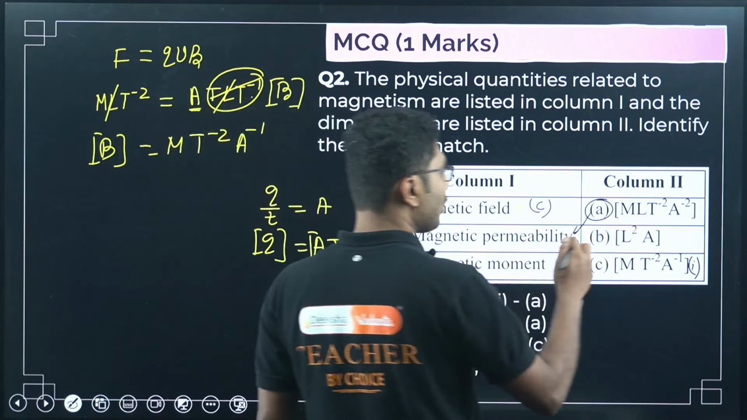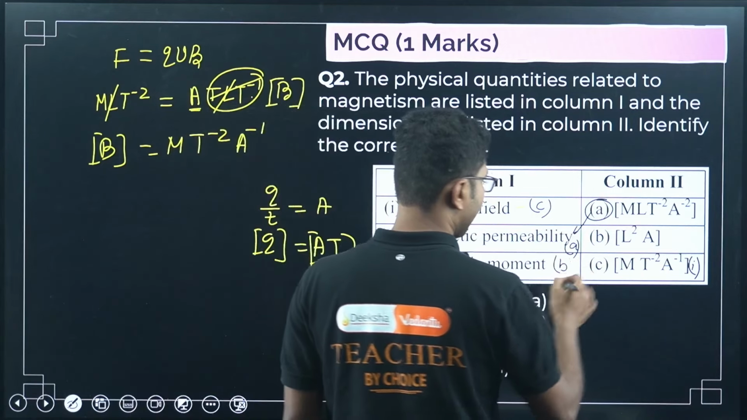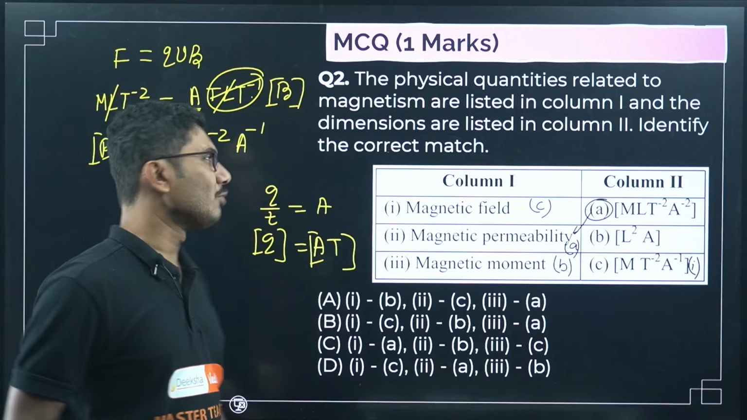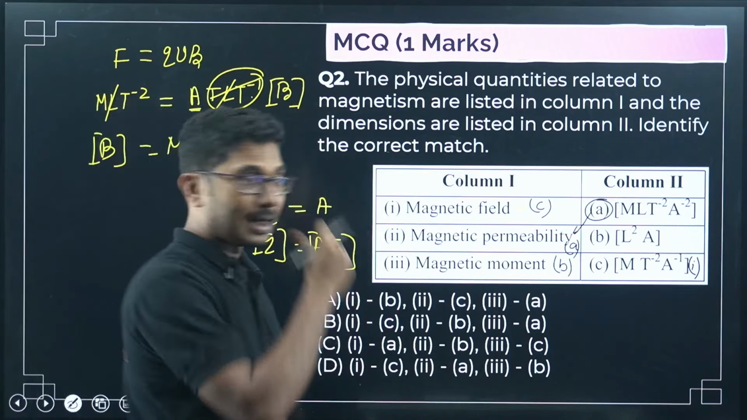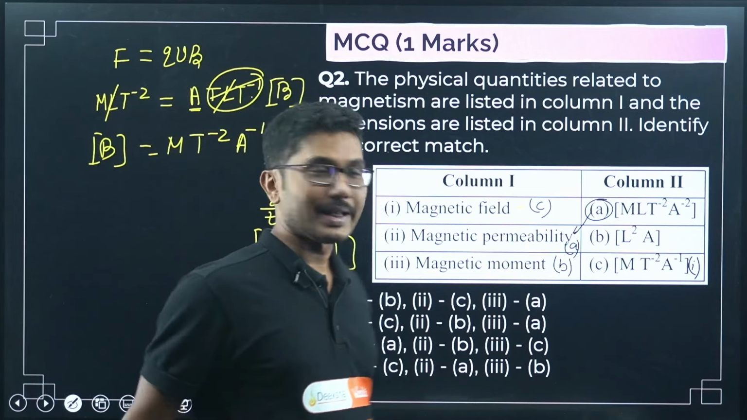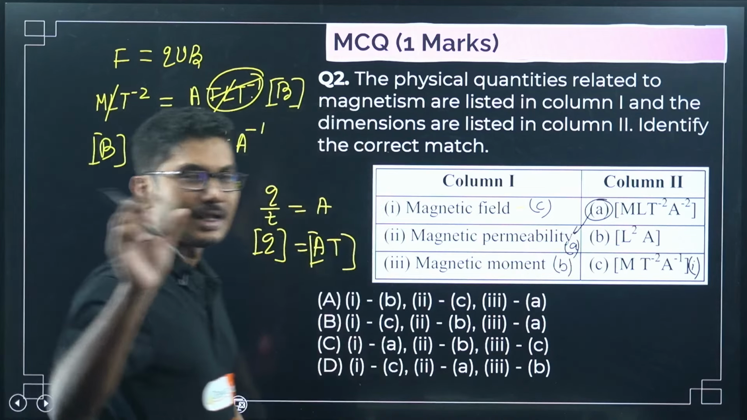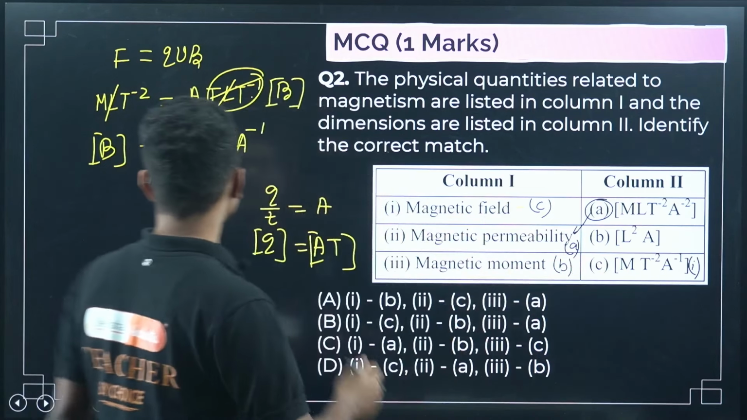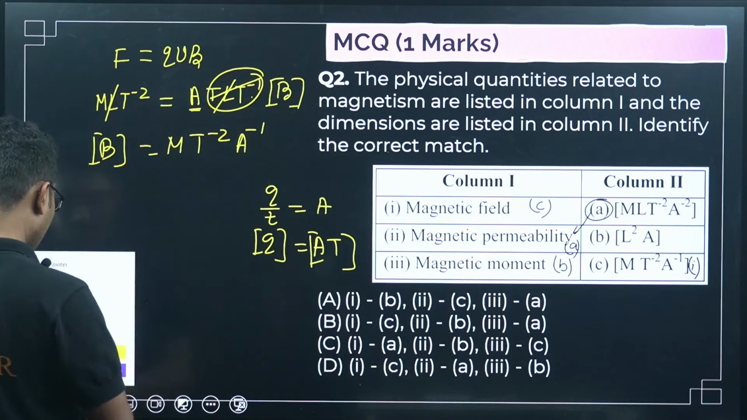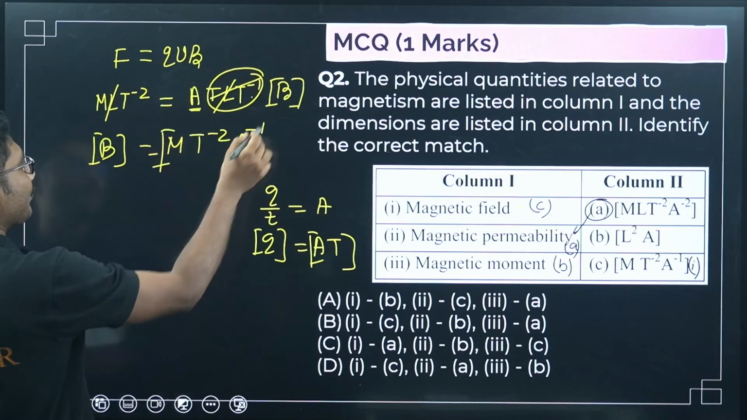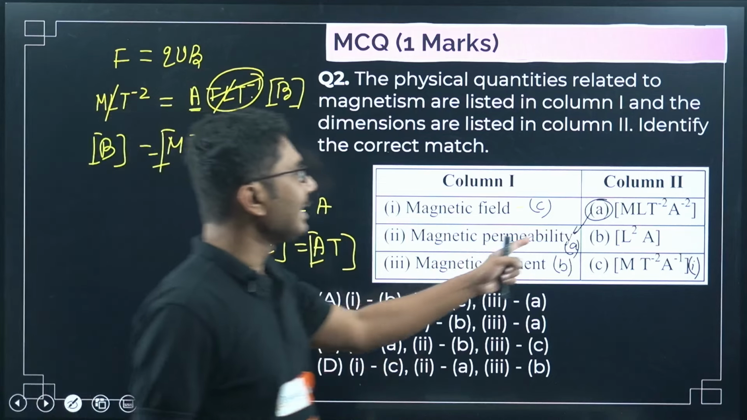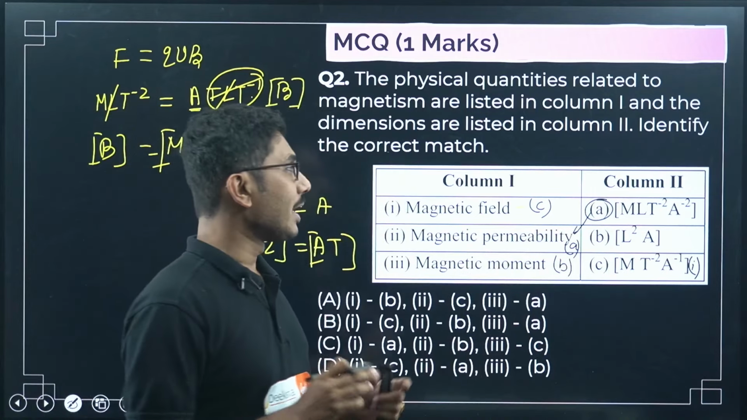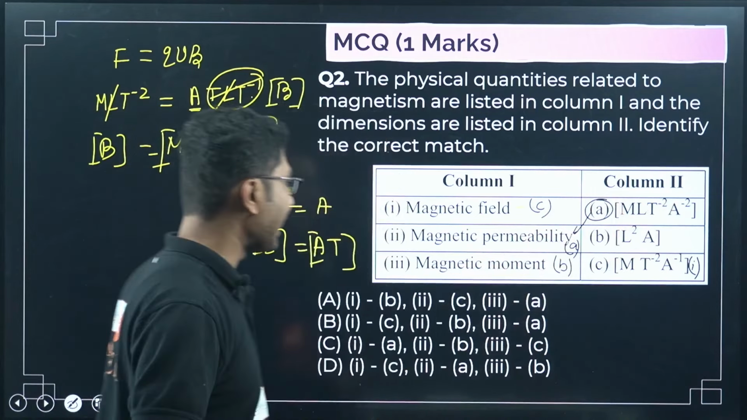Now for magnetic moment, whatever is left, that is magnetic moment. Okay, L square A. You can find the formula using another equation, but otherwise it is easy to remember. L square A is the magnetic moment. It's the easiest formula to remember. Magnetic field you can calculate, even if you remember, that is fine. If you don't remember, then you can calculate. Magnetic permeability is a little longer, a difficult one, so that will be the biggest one.